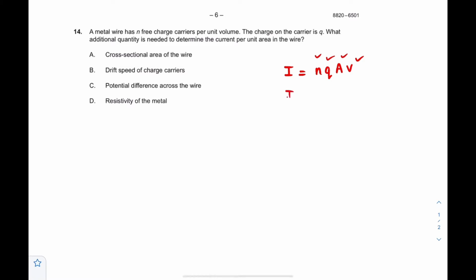So current per unit area is what? From this formula it becomes N Q V. They have already given N and Q, so we only need the drift speed V. That means the correct option is option B. If they supply the drift speed, we can easily find the current per unit area. So it's an easy question, number 14, option number B.